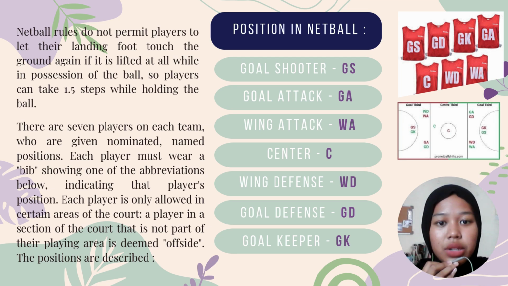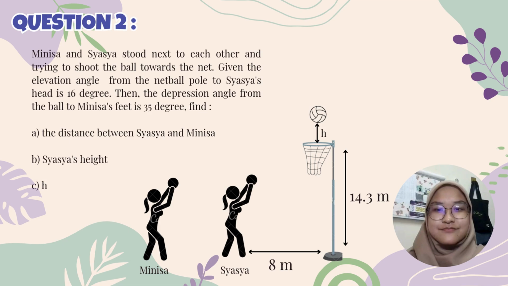defense GD, goalkeeper GK. For question 2, Minisa and Shasha stood next to each other and are trying to shoot the ball towards the net. Given the elevation angle from the netball pole to Shasha's head is 60 degrees, then the depression angle from the ball to Minisa's feet is 35 degrees. Find A, the distance between Shasha and Minisa, B, Shasha's height, and C, find H.